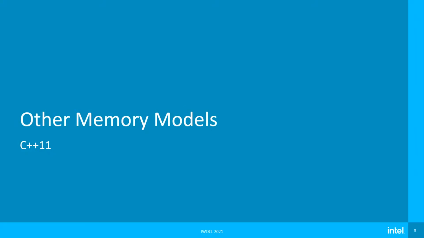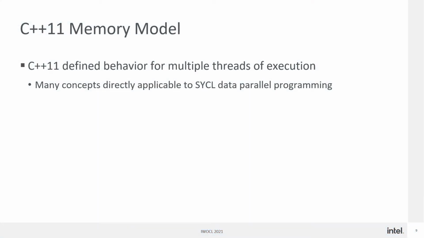In order to get there, let's look at some other memory models that we can use to inform what we do for the SYCL 2020 memory model. We'll start by looking at what's in C++11. C++11 is the first version of C++ that formally defines the behavior for multiple threads of execution. And this is really great because many of the same concepts that apply to C++ programs executed by multiple threads are directly applicable to SYCL data parallel programs.